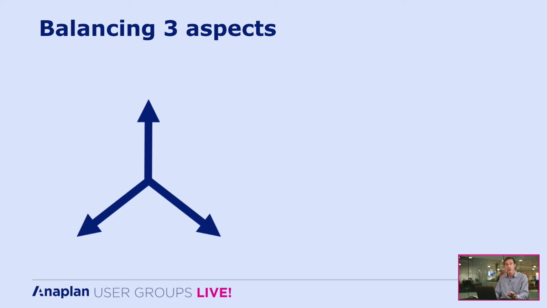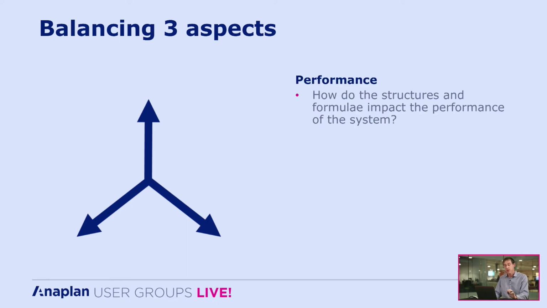But we try and look at three main areas. And the first of these is obviously performance. You want your models to perform well. You want your users to experience good response times whenever they're inputting data. You want your imports and your exports to run efficiently. So we look at those, and we look at aspects where we know that these constructs are not as efficient in certain areas, and we try and tell you which ones to use and which ones not to.